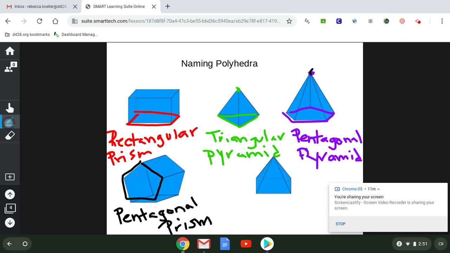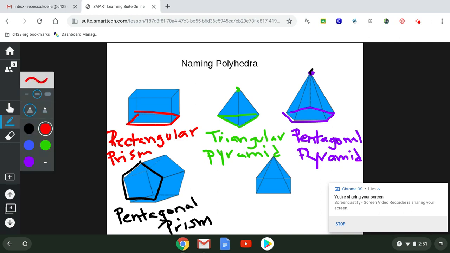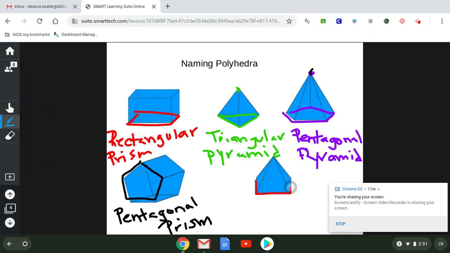And then last but not least, I have a rectangle down here, or a square, I don't really know, so the broader term would be rectangle, and it goes to a point. So this is a rectangular pyramid. If I knew that that was a square on the bottom, it would have a different name.